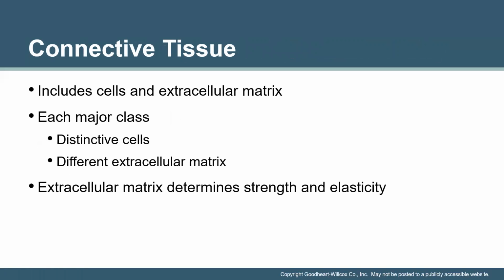So connective tissue in and of itself will include the cells as well as what's called an extracellular matrix, okay, which is made up of fluids and proteins and some other components. Each major class will have different kinds of cells and a different composition to that extracellular matrix. The matrix is what will deliver the strength and or elasticity to the tissue itself.